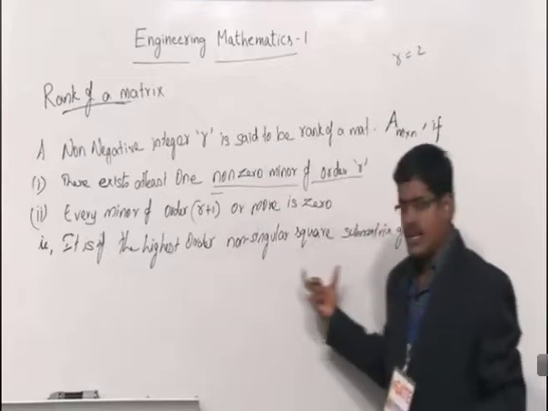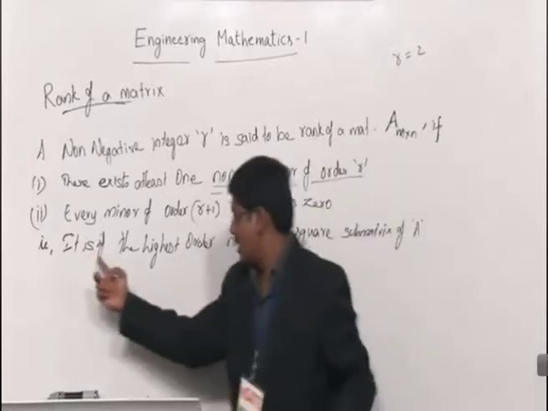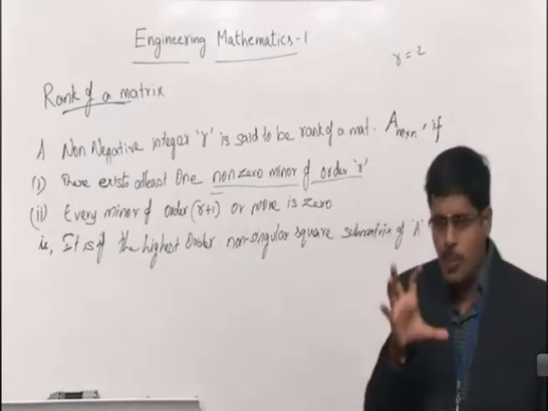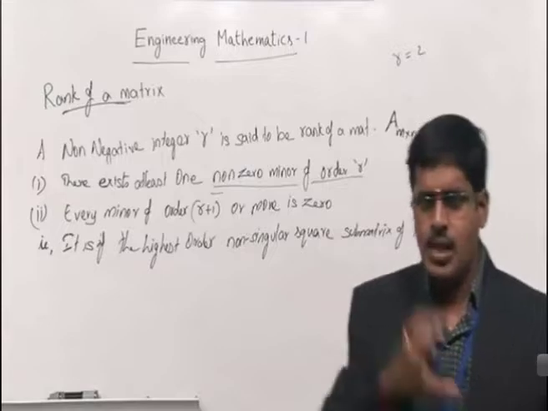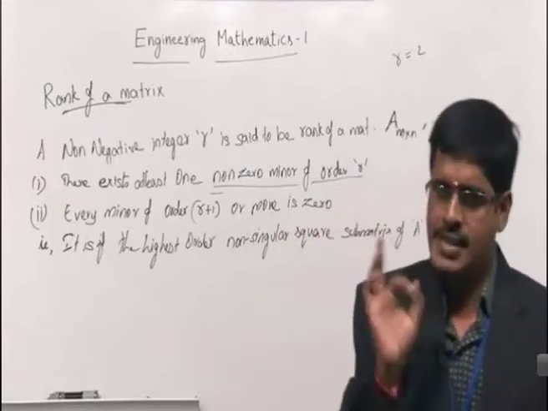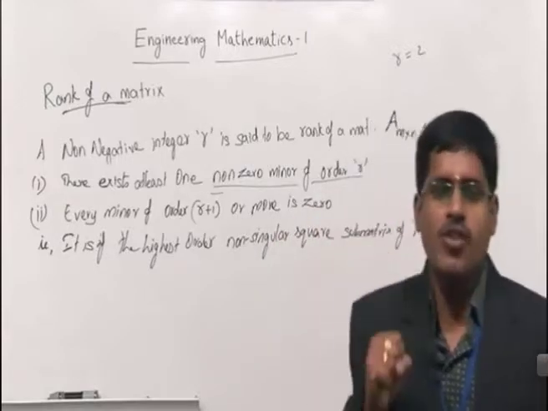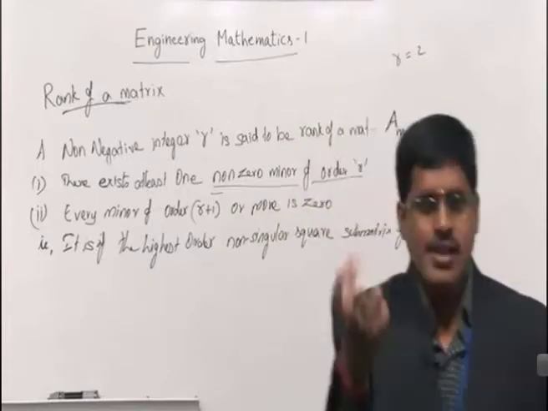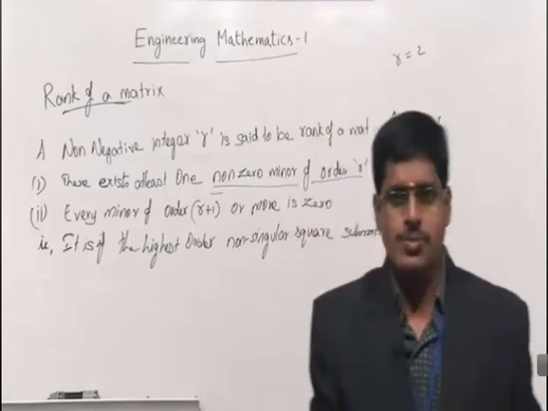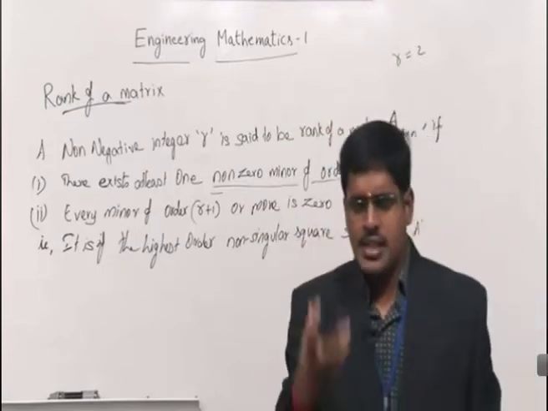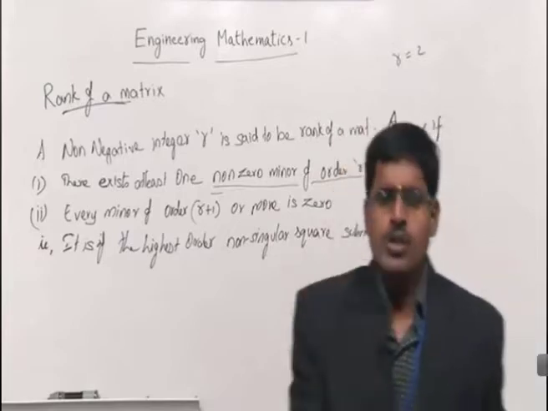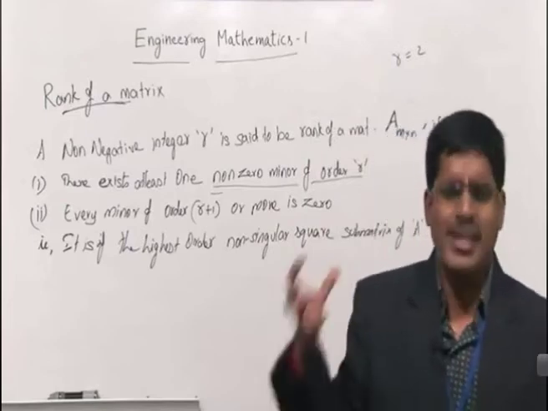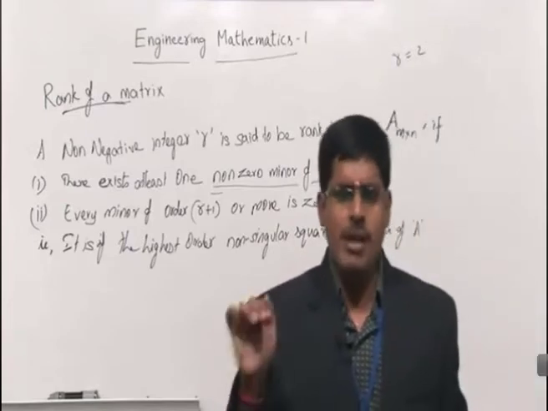Then only this r is called the rank of the matrix. In the simplest way, I have given here that it is the highest order non-singular square submatrix of A. So, suppose A is a 3 by 4 matrix. What is the highest square submatrix? 3 by 3. In the given 3 by 4 matrix, if you find a 3 by 3 matrix that is non-singular, which as I gave yesterday means determinant not equal to 0, then that 3 is called the highest order, and that 3 is called the rank of the given 3 by 4 matrix.